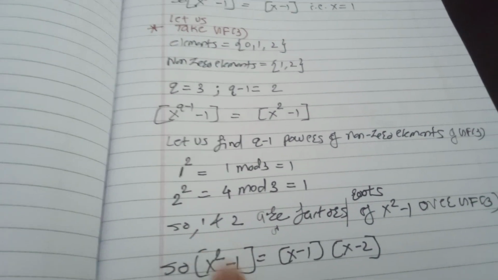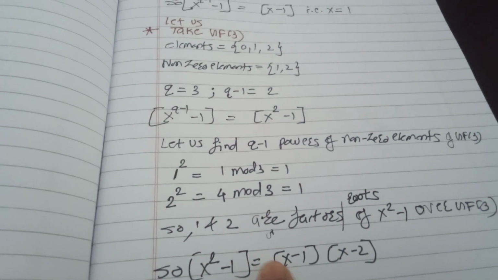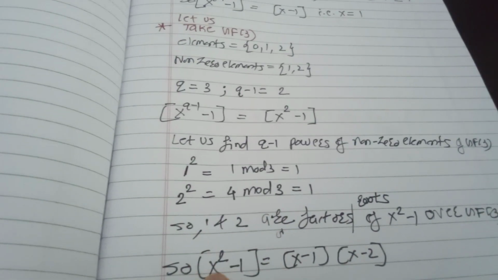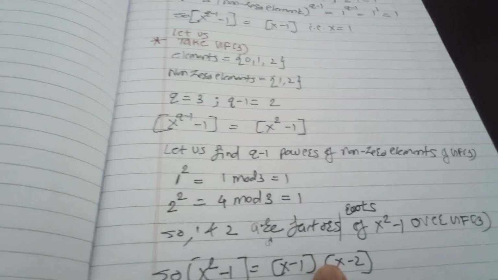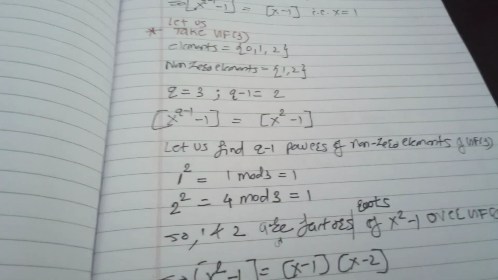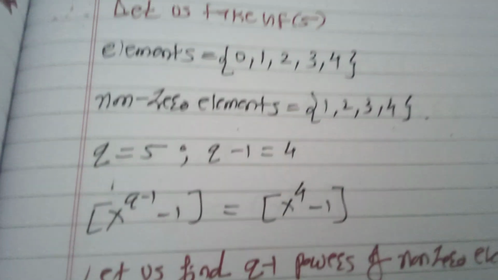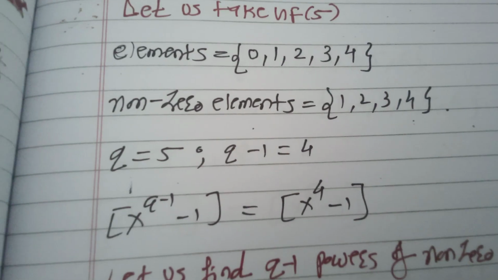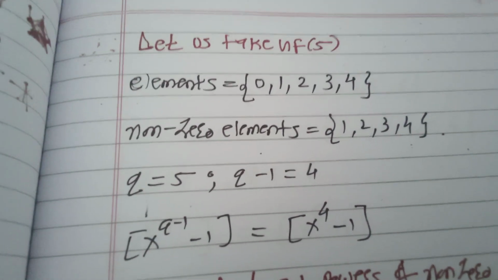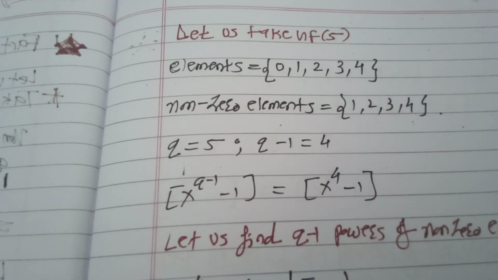That means x raised to q minus 1, because the square is q minus 1, is equal to x minus 1 into x minus 2. That means x raised to q minus 1 is equal to x minus a non-zero element, x minus another non-zero element. So let us check it for Galois field 5. For Galois field 5, the elements are 0, 1, 2, 3, 4. The non-zero elements are 1, 2, 3, 4. q is equal to 5. Then q minus 1 is equal to 4.